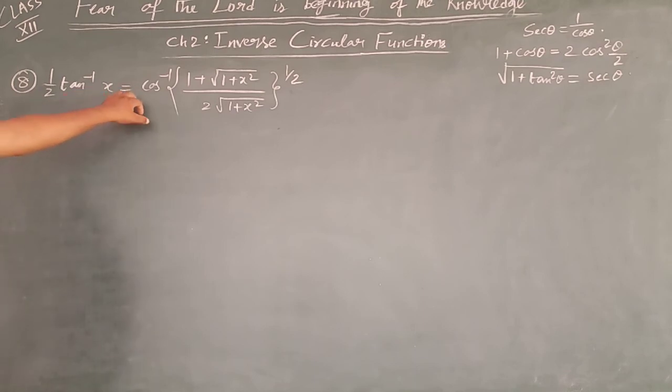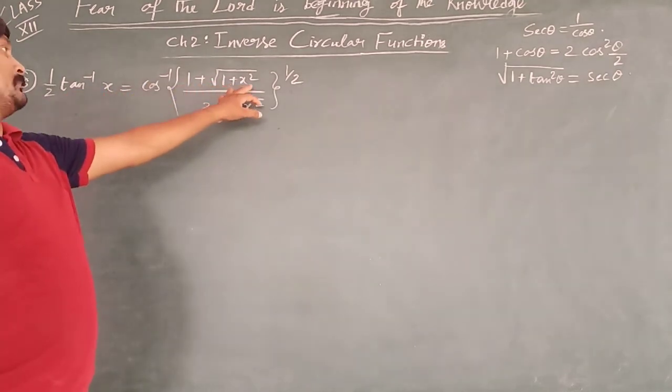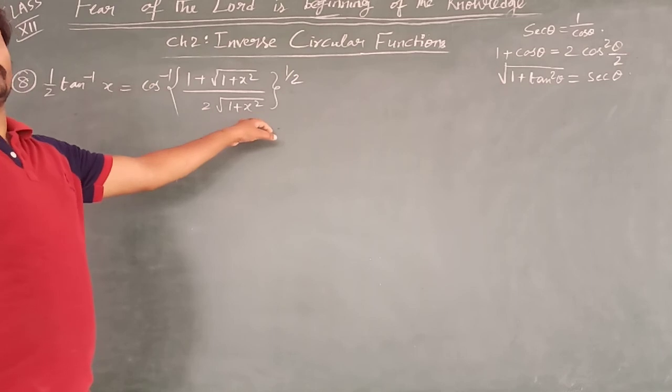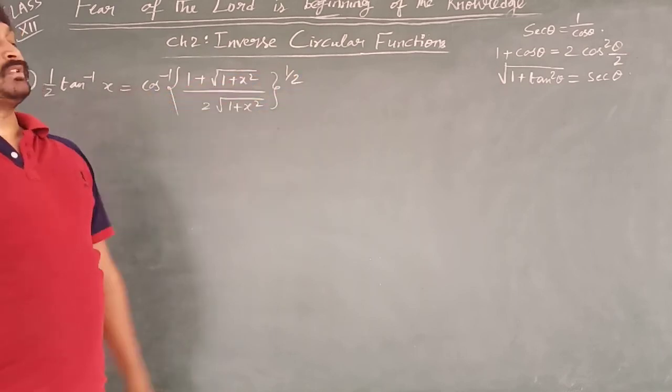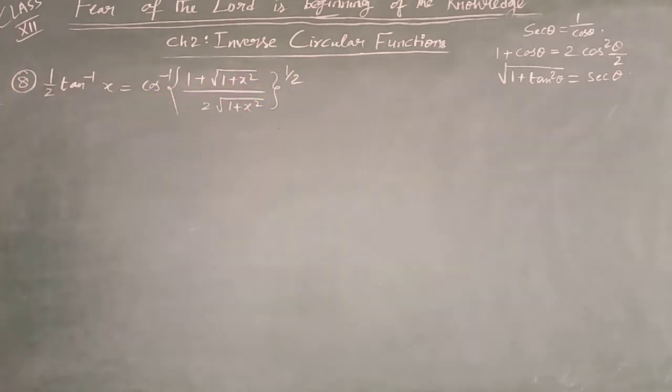Half tan inverse x is equal to cos inverse of 1 plus square root of 1 plus x square upon 2, into square root of 1 plus x square, whole to the power of 1 upon 2. So I need to prove this as equal to half tan inverse x. So how can I prove this?